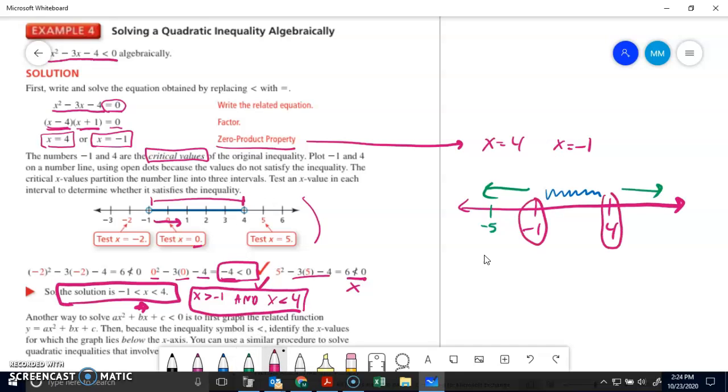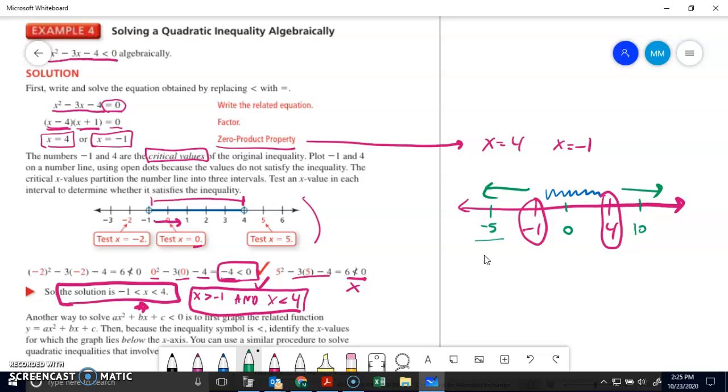Here's my two critical values. And it breaks the number line up into three regions. So pick any number in the left region. Pick any number in the middle region. Well, 0 is the easiest one. Pick any number in the region to the right. And I can pick a number, I don't know, I mean, they used 5, but I could pick 10. Any number in that region to the right of 4.